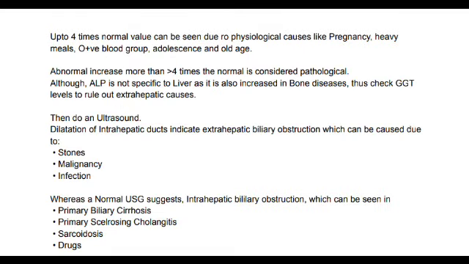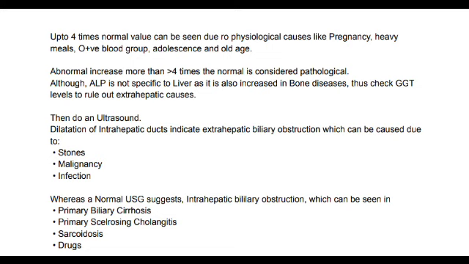Lastly, we have to see the alkaline phosphatase levels. Normally it is 4 to 140. For practical purposes, up to 4 times the normal value can be seen due to physiological causes like pregnancy, heavy meals, or people having O positive blood groups, adolescents, and in elderly. So an abnormal increase of more than 4 times the normal is considered to be pathological.